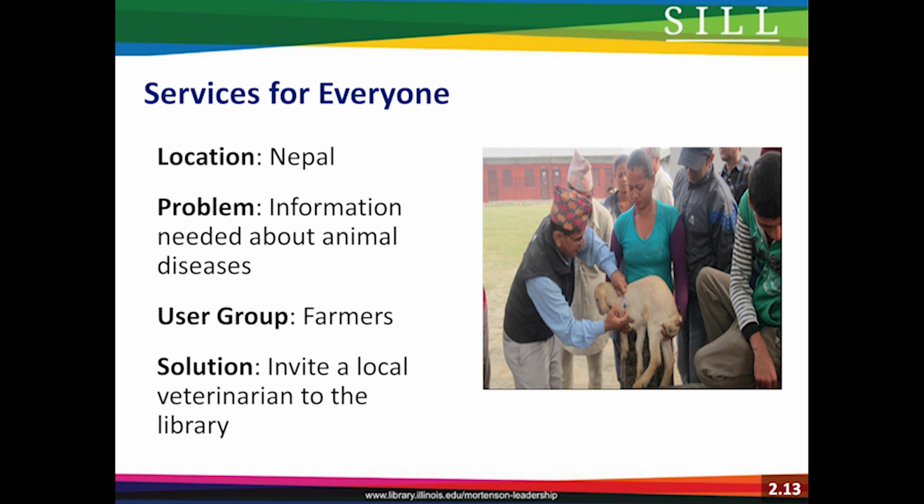And they decided to invite a local veterinarian to the library and ask people to bring their animals in front of the library. And the veterinarian spent some time with them talking about some of the problems he was seeing and how the farmers might resolve some of these problems.